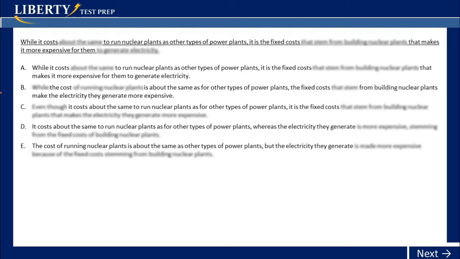Well, it costs blah blah blah to run nuclear plants as other types of power plants. It is the fixed costs. So basically here we have to notice right away that we have two pronoun its. Actually, they are not pronouns. Actually, they are its, but they are more like idioms.